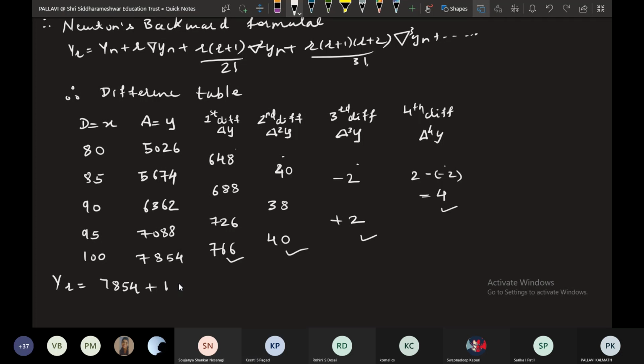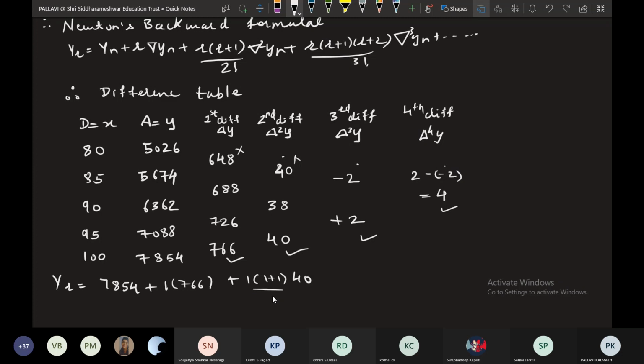r is 1. What is the first difference? 766. Anybody got confused as it is 648? No, you are not going to use this. You are going to use the last value in the first difference column, which is 766. Then what comes next? r plus 1, 1 plus 1. Then the second difference is 40, since the value is the same.